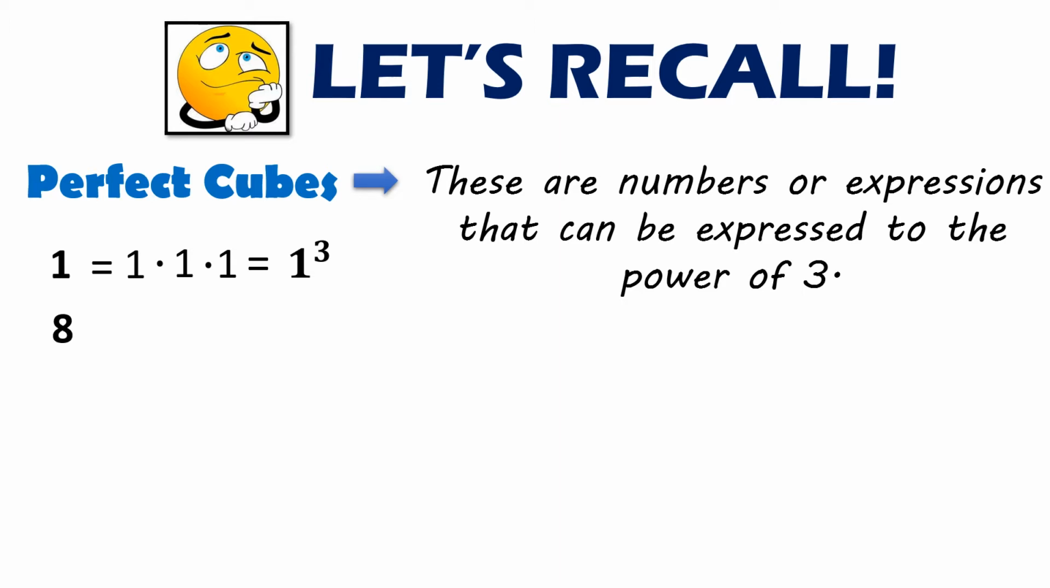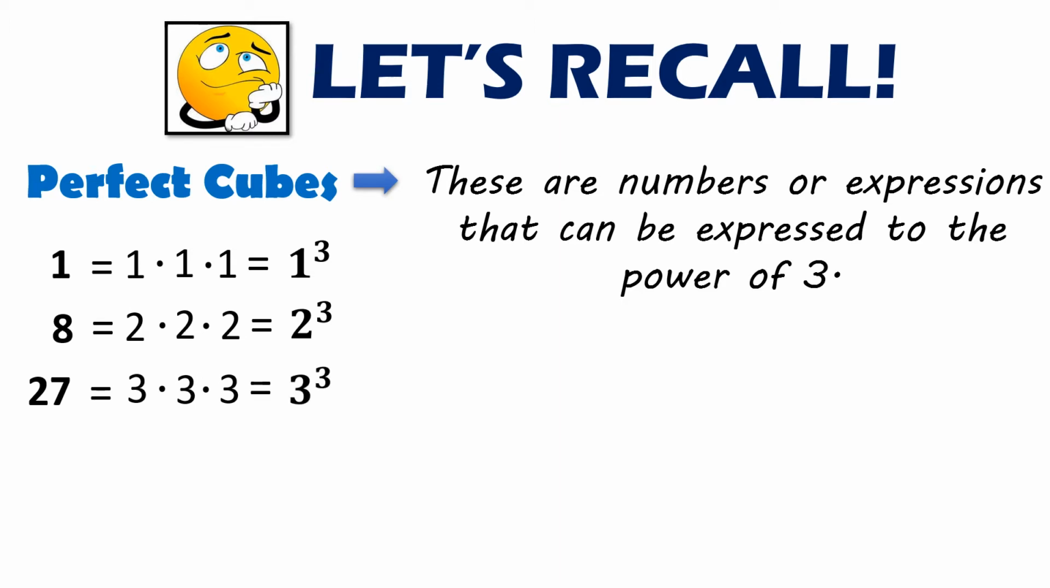Next number that is a perfect cube is 8 because it can be factored as 2 times 2 times 2, which is equal to 2 raised to 3. Then 8 is a perfect cube. How about 27? How are we going to factor this out? That's right. We can use 3 times 3 times 3, which is equal to 3 raised to 3. Then 27 is a perfect cube.